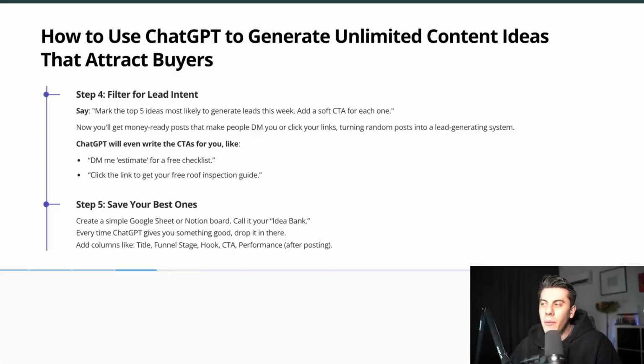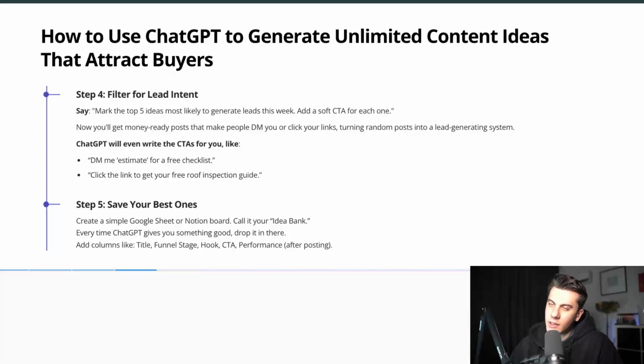Now, step 5, save your best ones. Now that you got all these high quality ideas, don't lose them. Here's what I recommend. Create a simple Google Sheet or Notion board. Call it your idea bank. Okay, this is very important. And you want to make it nice so you can stay organized.